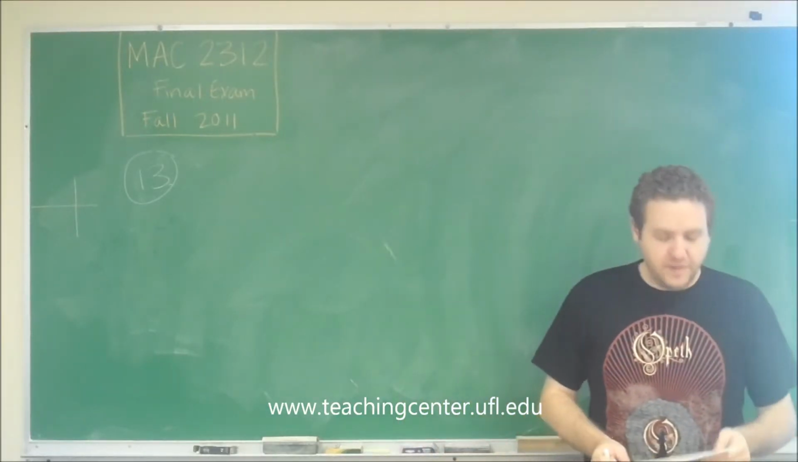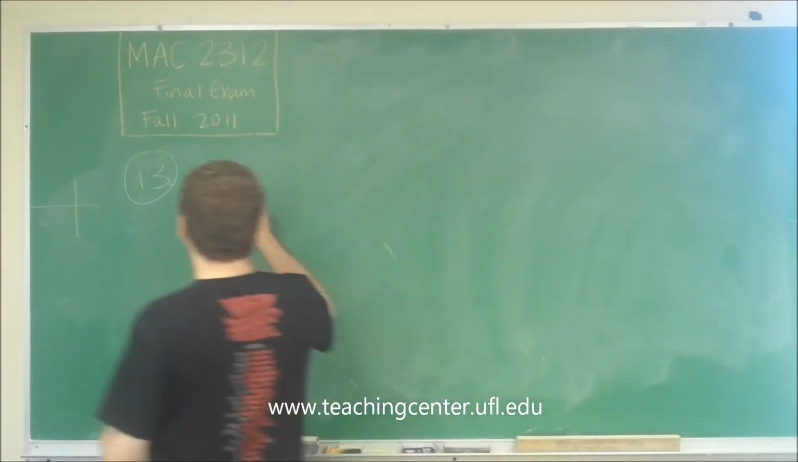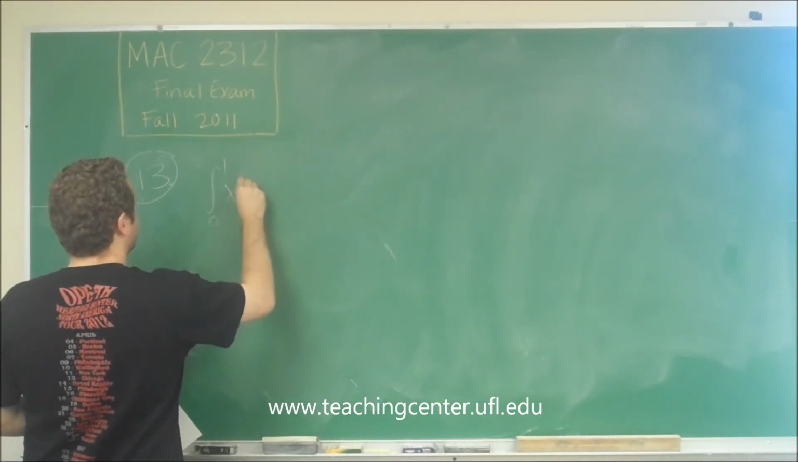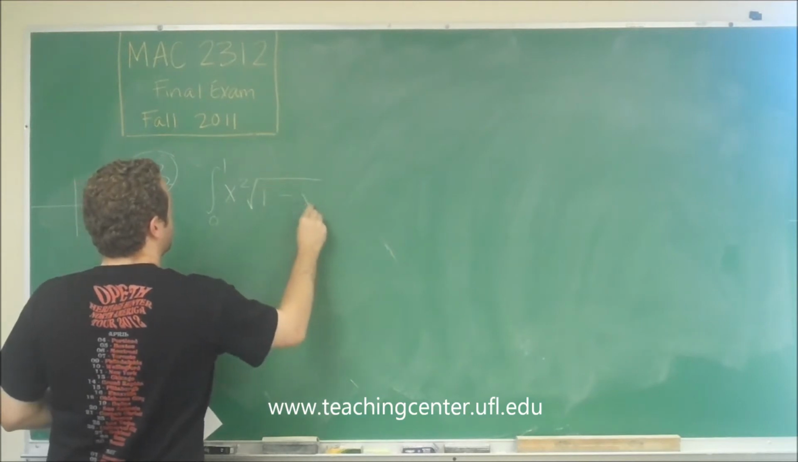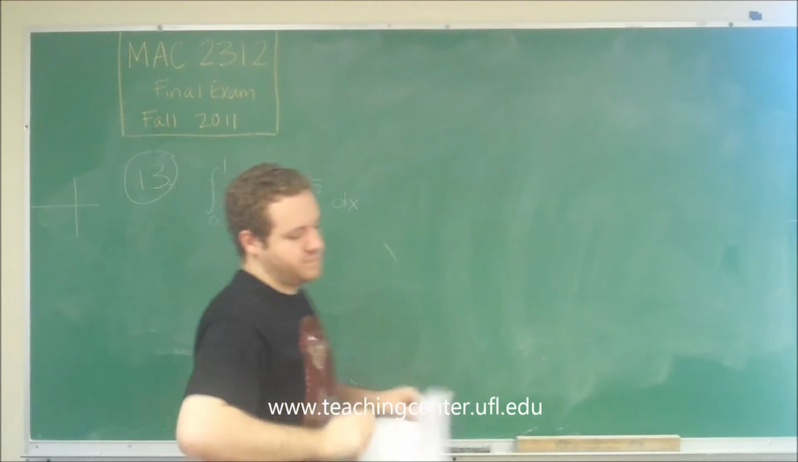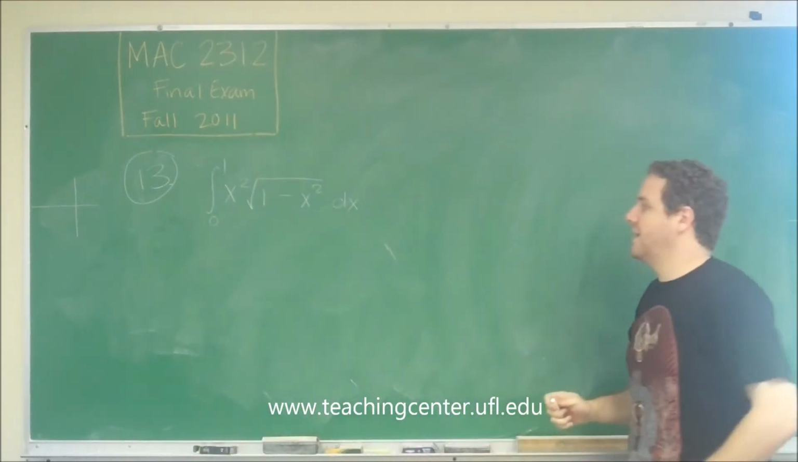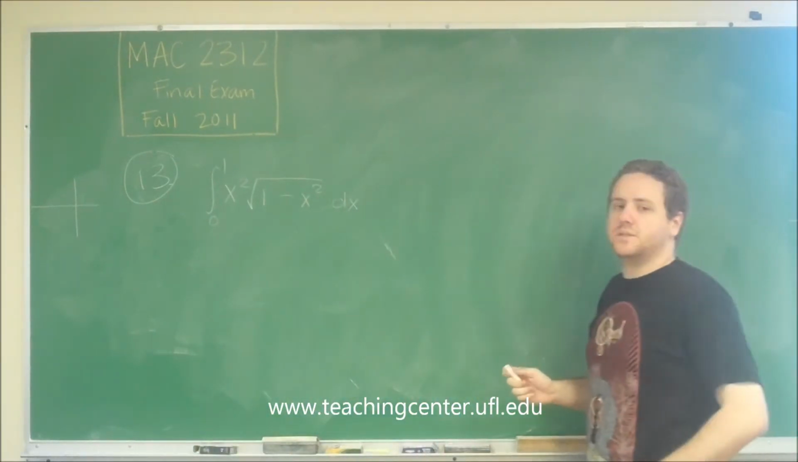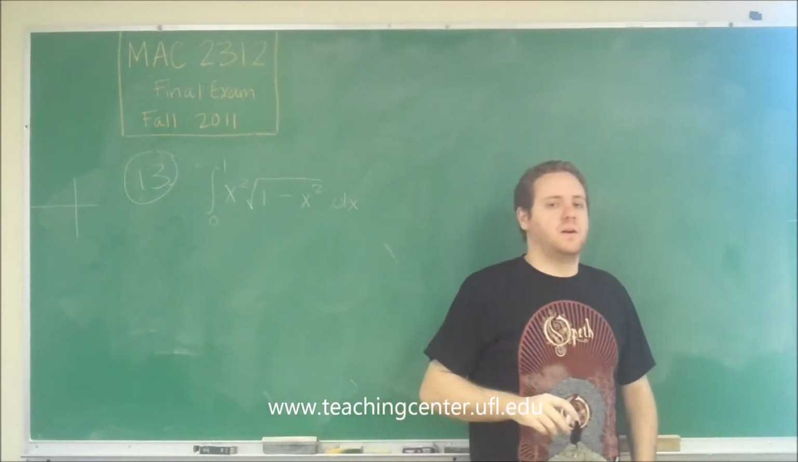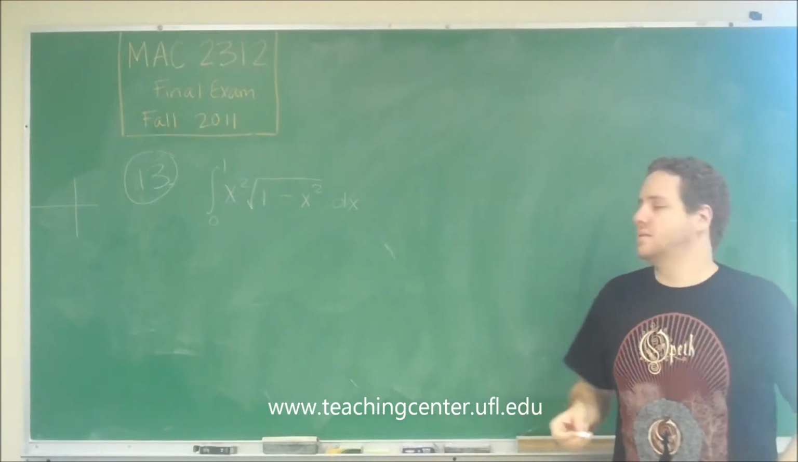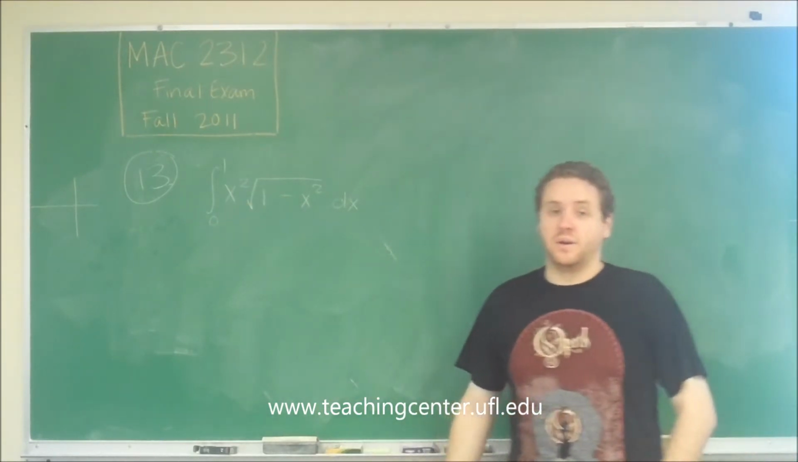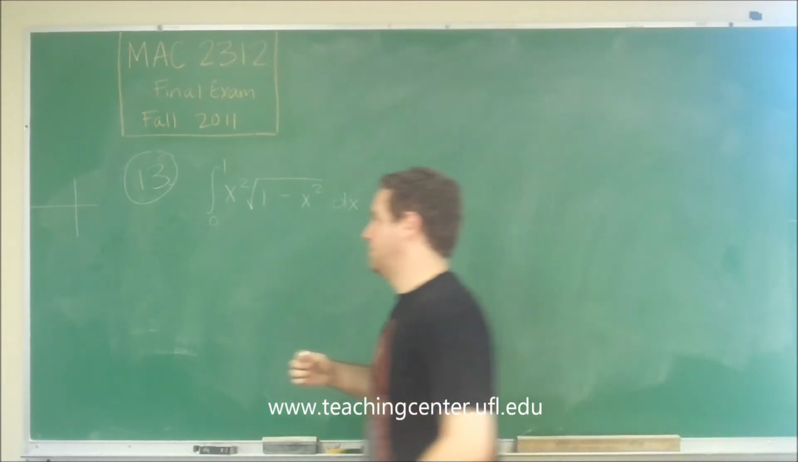Number 13, we're evaluating another integral. We're going from 0 to 1, and we have the integral of x squared square root of 1 minus x squared dx. For this one, again, we don't really want to use u substitution here because it's not going to work out exactly how we like when we do the du and dx switch, because we would have a single power of x, but we have an x squared out there. So instead we want to use trig substitution.